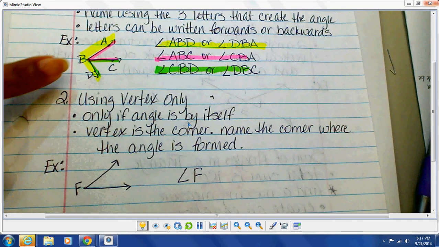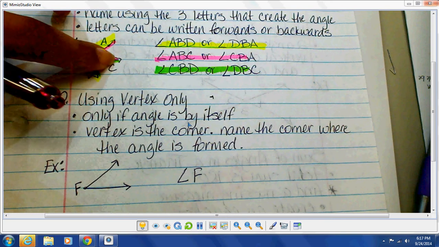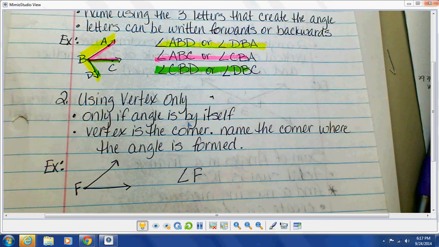But I couldn't go up here and say this is angle B, because guess what? That could be any of these, huh? The two inside as well as the big one. So because of all the different angles combined in that one, we have to use three letters.